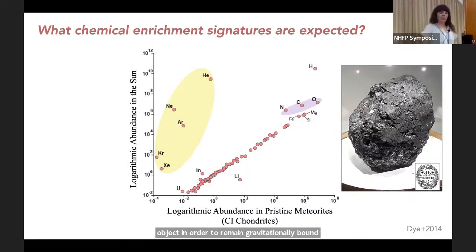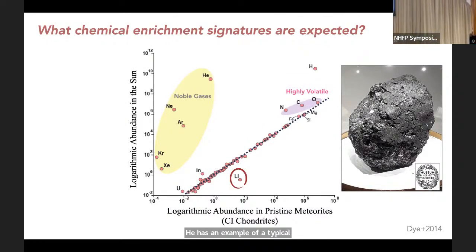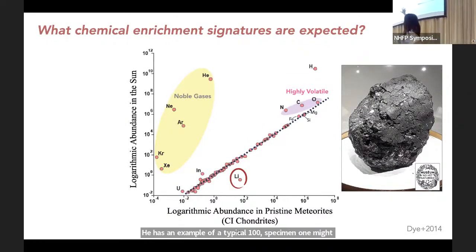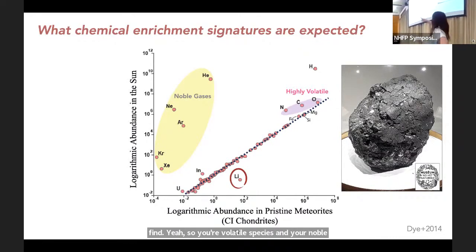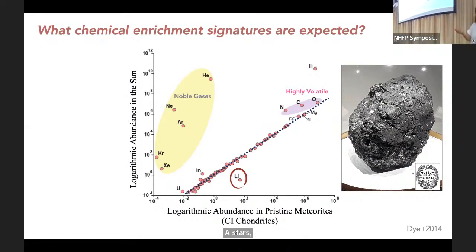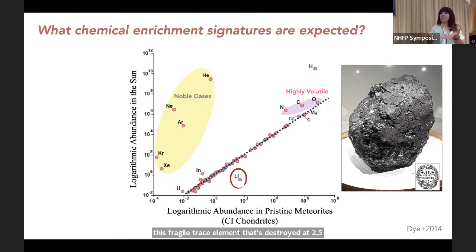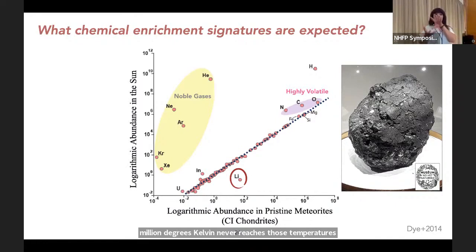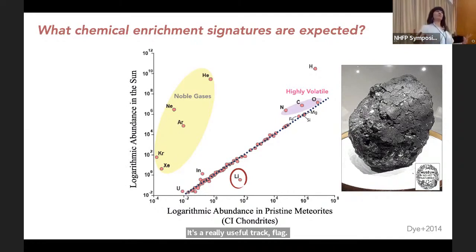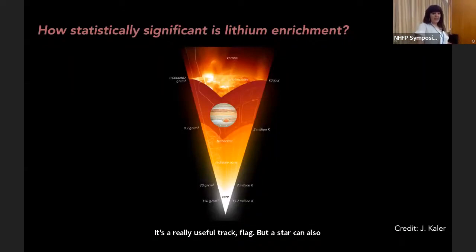Here's an example of a typical chondritic specimen one might find. So your volatile species and your noble gases, those you'll find preferentially in stars because of that mass dependence. But lithium, which is this fragile trace element that's destroyed at 2.5 million degrees Kelvin, never reaches those temperatures in substellar bodies. And so these lower mass objects preserve their initial lithium supply. It's a really useful flag. But a star can also self-enrich with lithium. It's not the only flag that we would like to find.